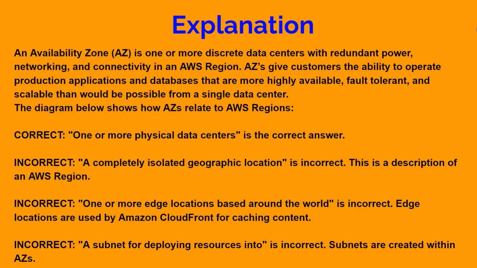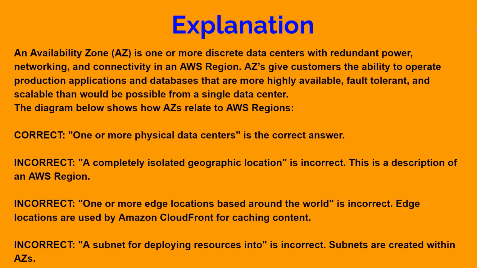Explanation. An availability zone, AZ, is one or more discrete data centers with redundant power, networking, and connectivity in an AWS region. AZs give customers the ability to operate production applications and databases that are more highly available, fault-tolerant, and scalable than would be possible from a single data center. The diagram below shows how AZs relate to AWS regions. Correct. One or more physical data centers is the correct answer.